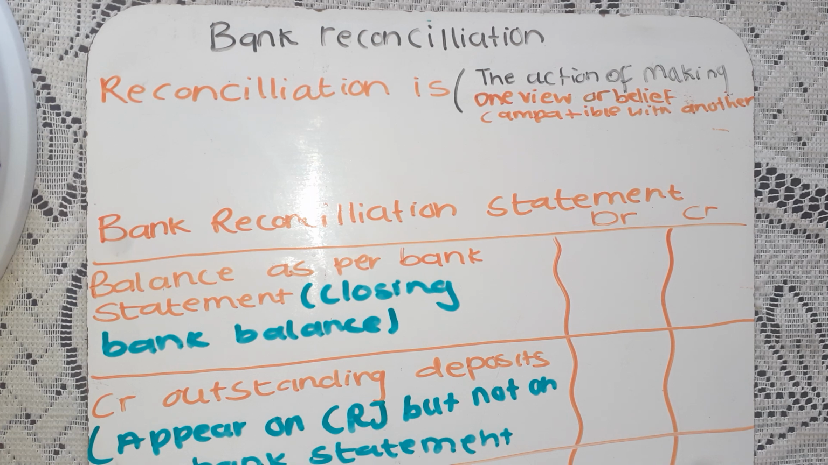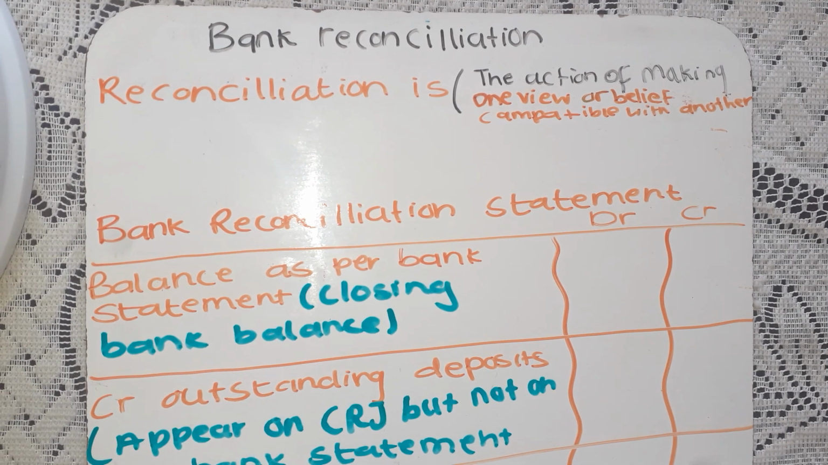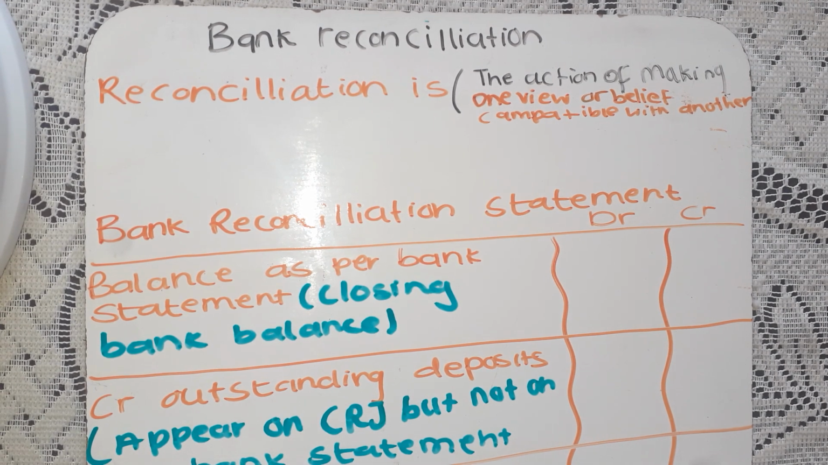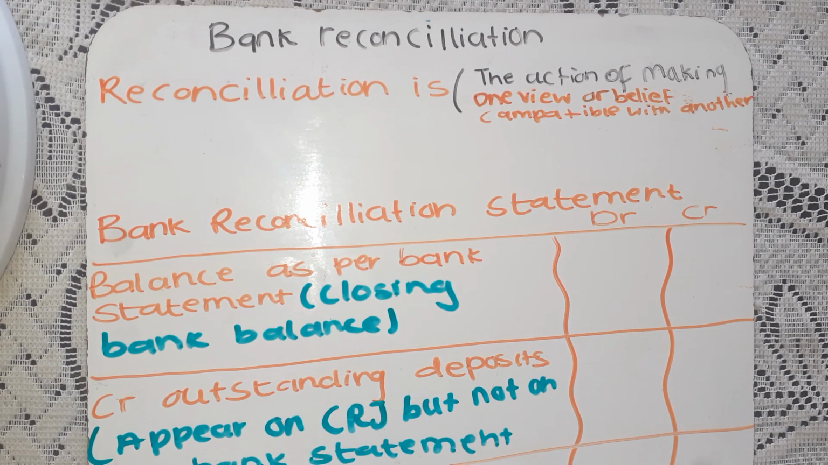So we are going to take our bank statement and compare it with our cash receipts journal and cash payment journal. In our cash receipts journal, that's where we record every money that we received as a business. Anything received by us as a business falls under the cash receipts journal, and whatever we have paid as a business falls under the cash payment journal.